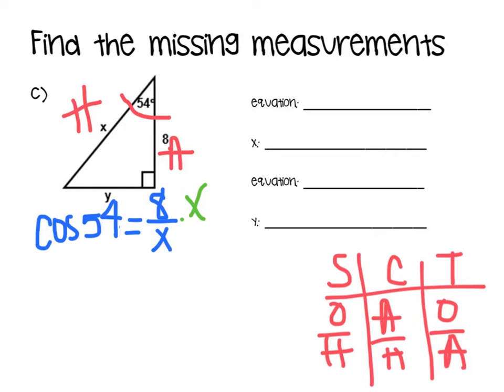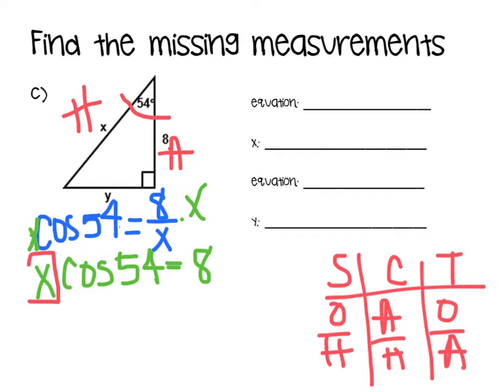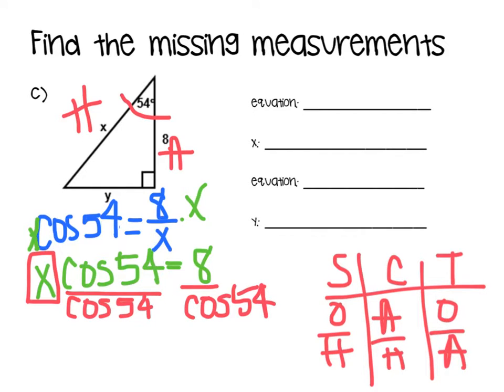We multiply by x on each side. So we have x times the cosine of 54 is equal to 8. But remember, I want x by itself, so now I must divide by the cosine of 54. So x is equal to 8 divided by the cosine of 54. That's my equation.